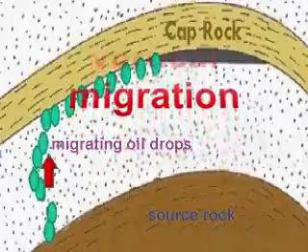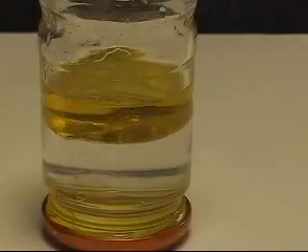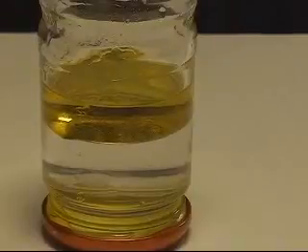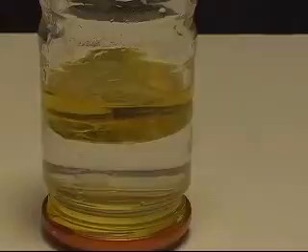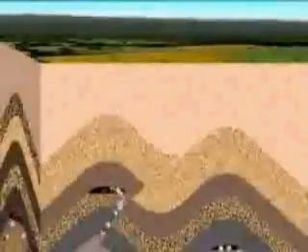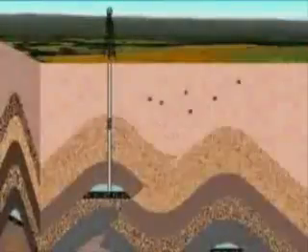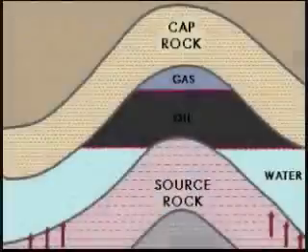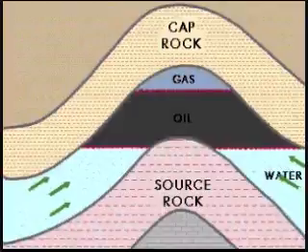Here is the reenactment. You can see how drops of oil form and then push upward, caused by buoyancy pressure or density differences between oil and water. Now, getting back to our animation, the oil migrates or travels upward through permeable reservoir rock until it disappears into the surface. Or it finds a reservoir rock with pores, porosity, and is trapped by an impermeable trap or cap rock.